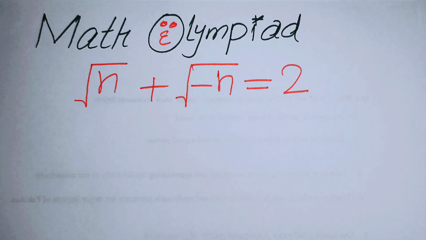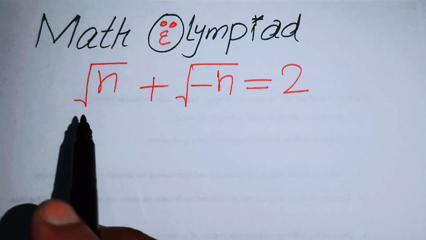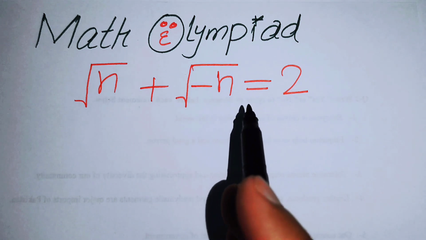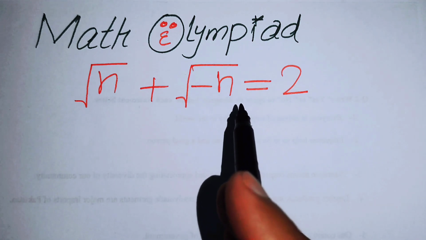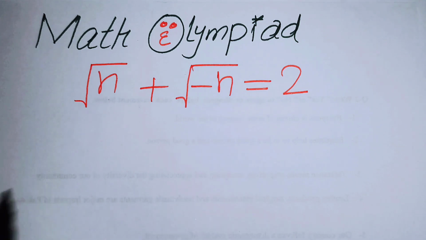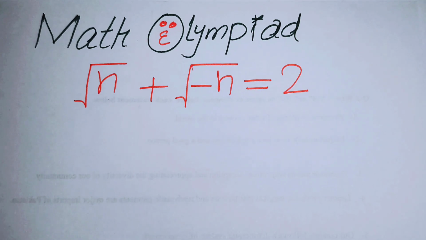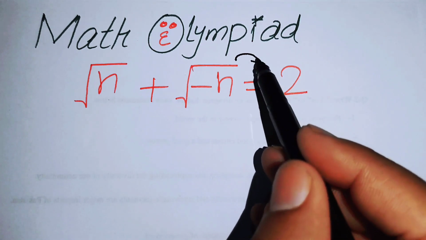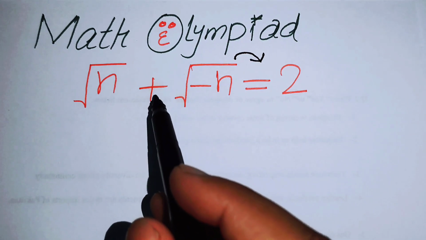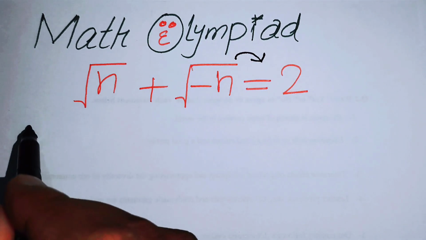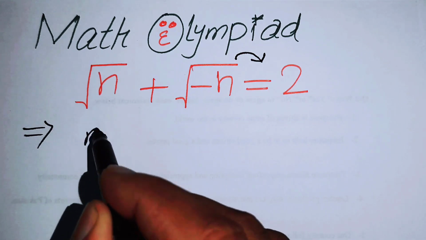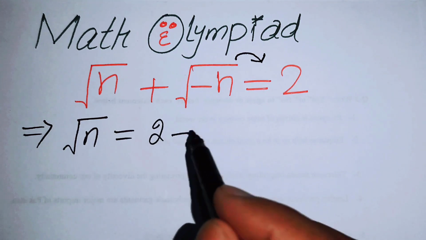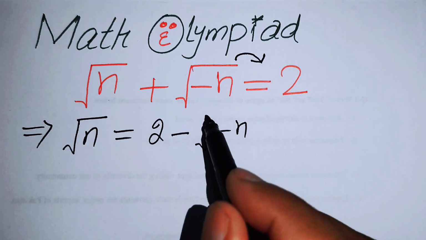In this video we are going to solve this nice algebra problem, and here we have √n + √(−n) = 2, and we will solve this problem for the values of n. So the very first thing we are going to do is move this √(−n) to the right hand side. You see that it is a positive term, so when we move it to the right hand side it becomes negative, so that we get √n = 2 − √(−n).